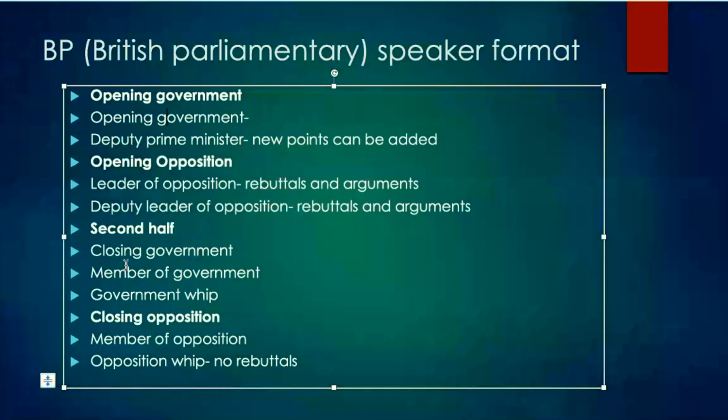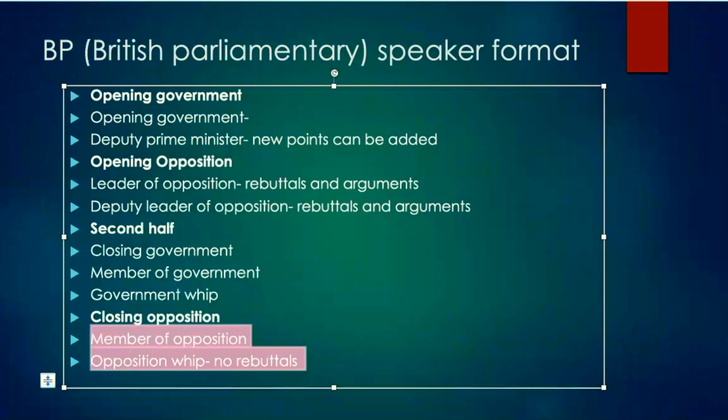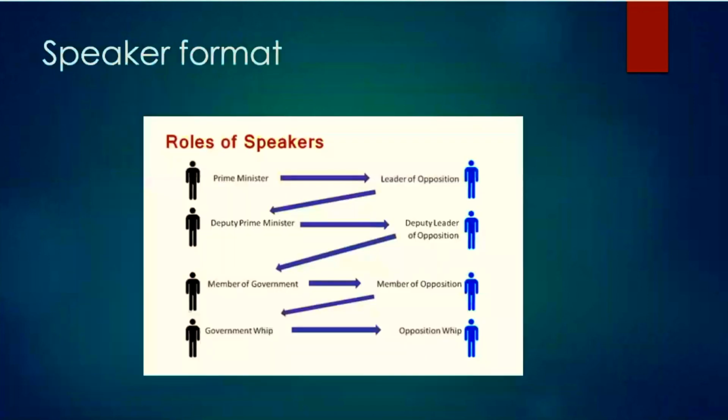After comes the second half. In the second half, there's two teams. One is called the closing government, which has the member of government and government whip, and the closing opposition, which has member of opposition and the opposition whip. So this is basically how the speaker roles are. This is basically the progression in which you speak.